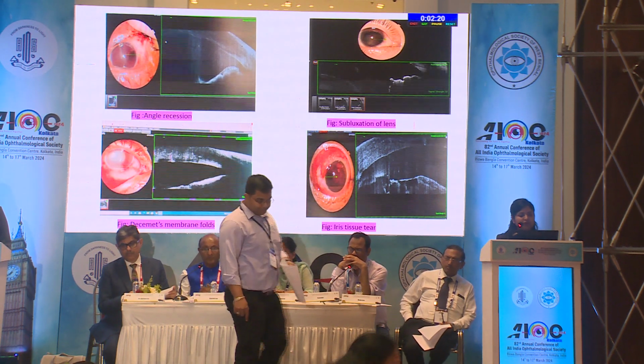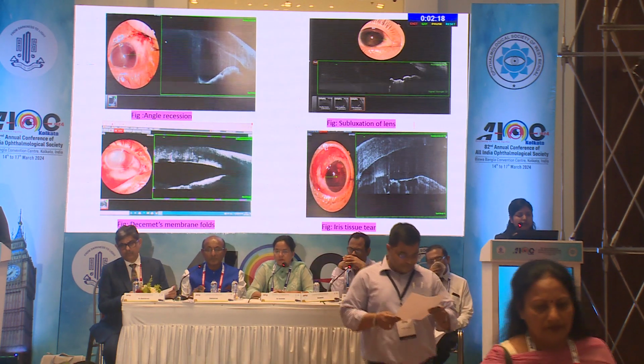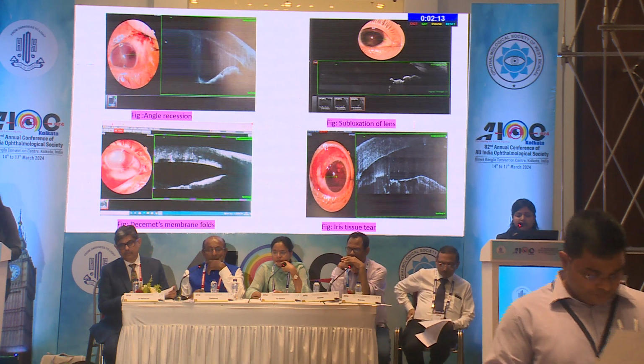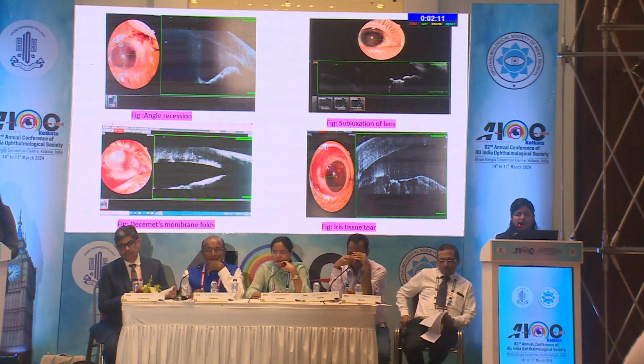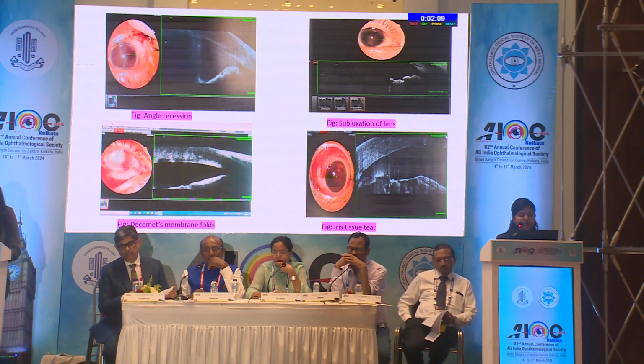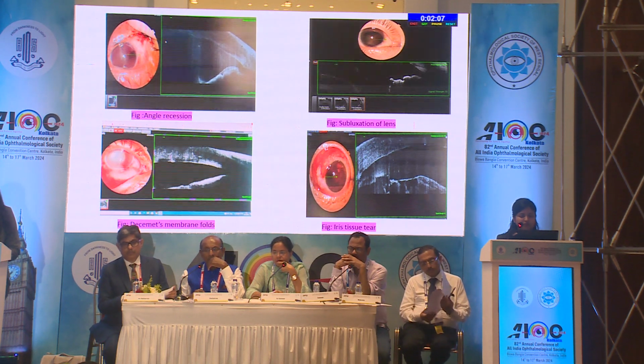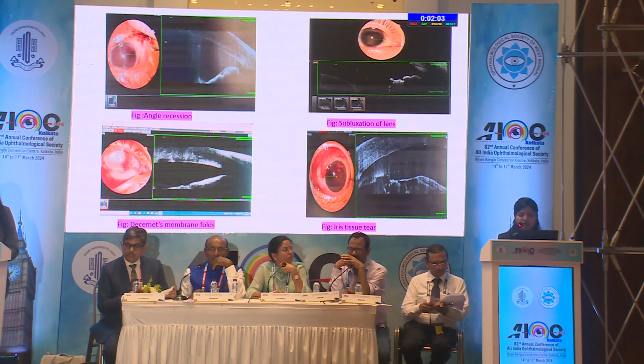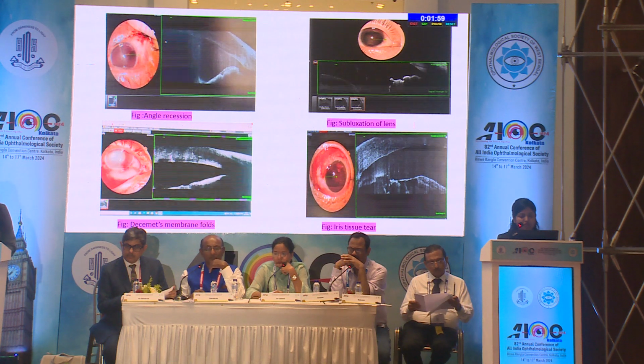In figure 1, angle recession is shown. The patient had hyphema along with angle recession. In the second picture, subluxation of lens is shown, and Descemet's membrane folds were seen in the third picture, and iris tissue tear with hyphema is shown in the fourth picture.